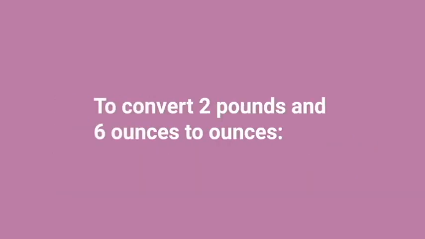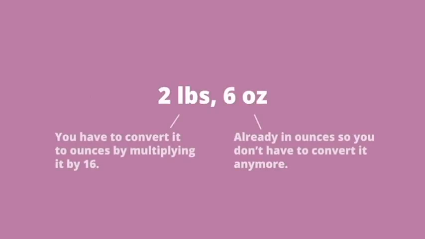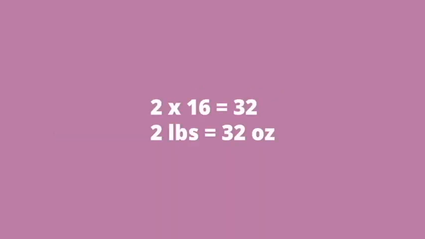To convert 2 pounds and 6 ounces to ounces, again, 6 ounces is already in ounces, so you don't have to convert it anymore. 2 pounds is still in pounds, so you have to convert it into ounces. Convert the quantity to ounces by multiplying it by 16. So 2 times 16 equals 32. Therefore, 2 pounds equals 32 ounces.